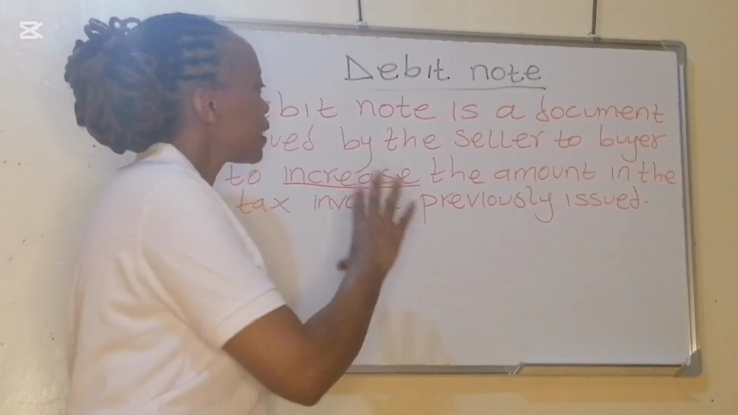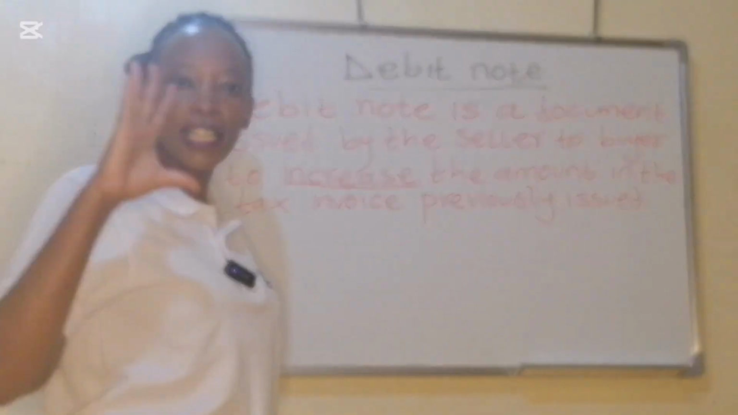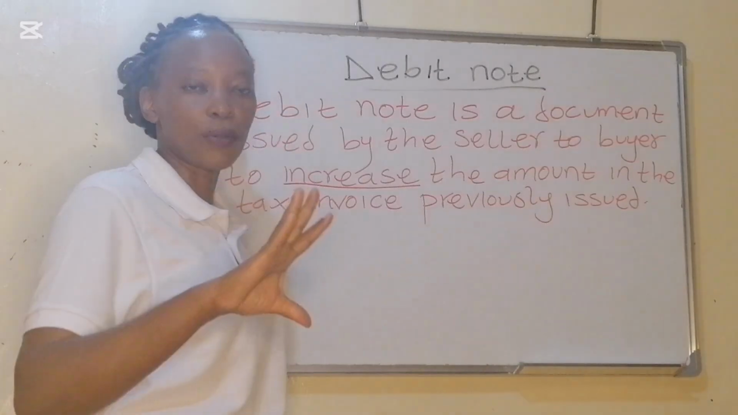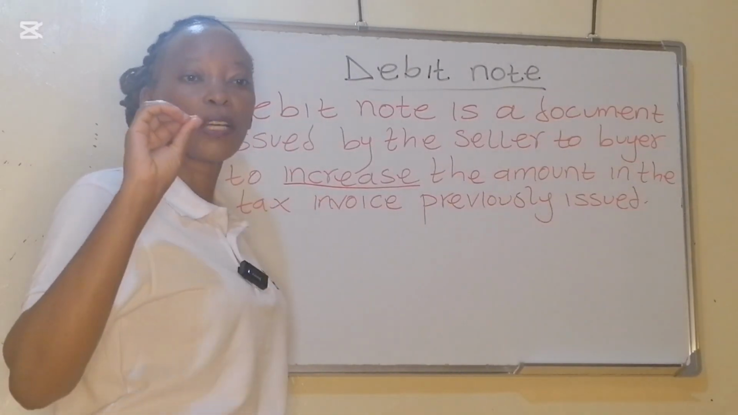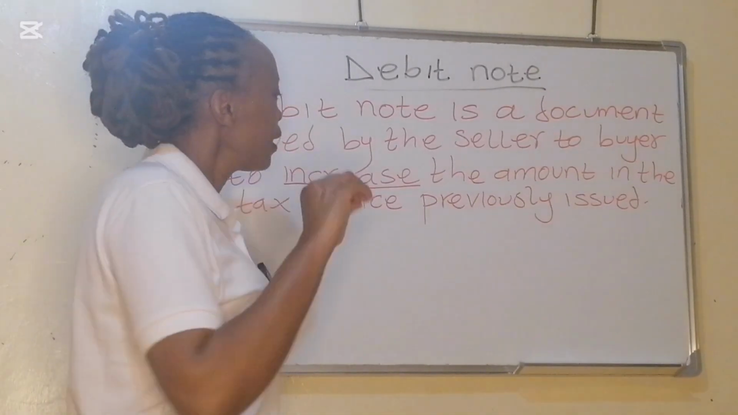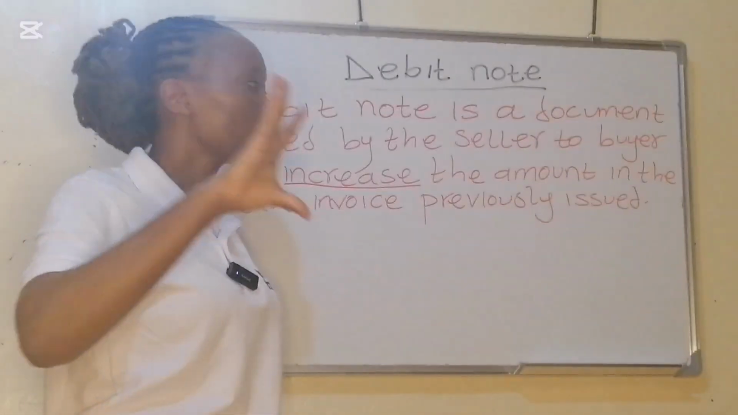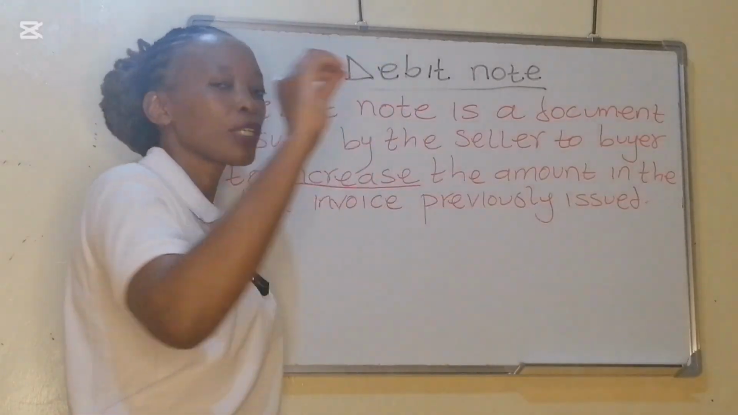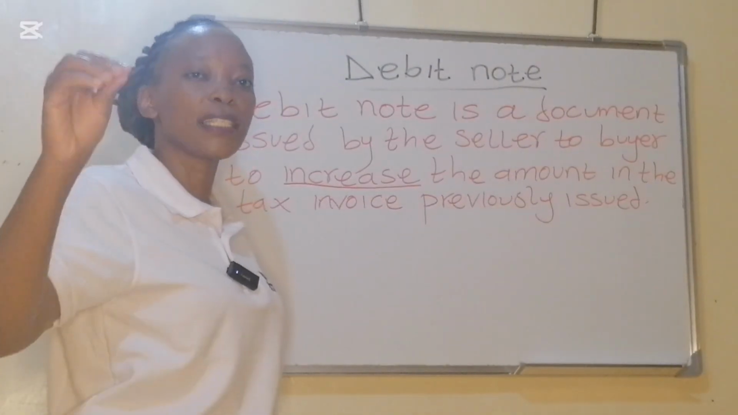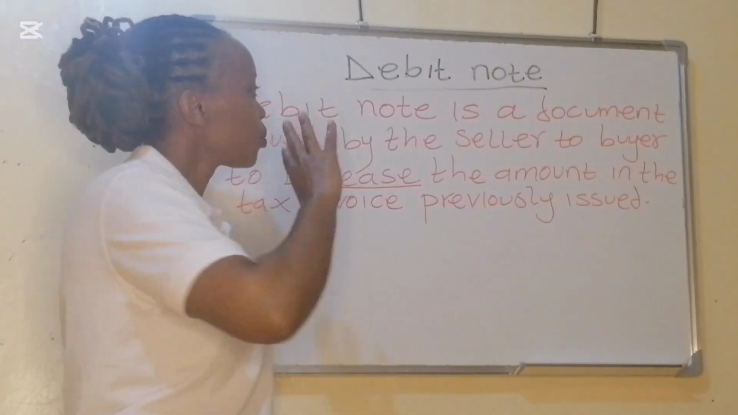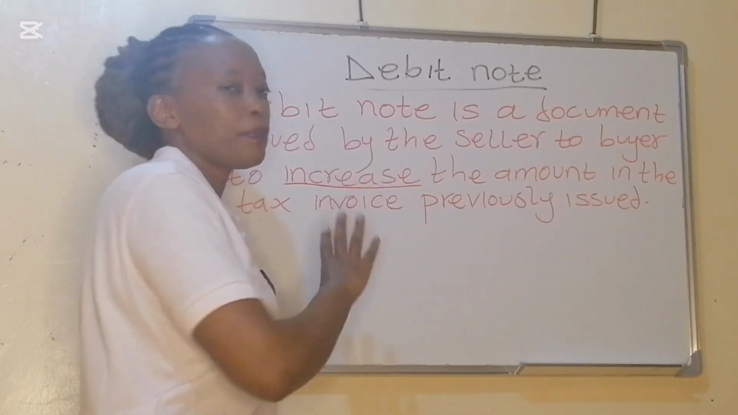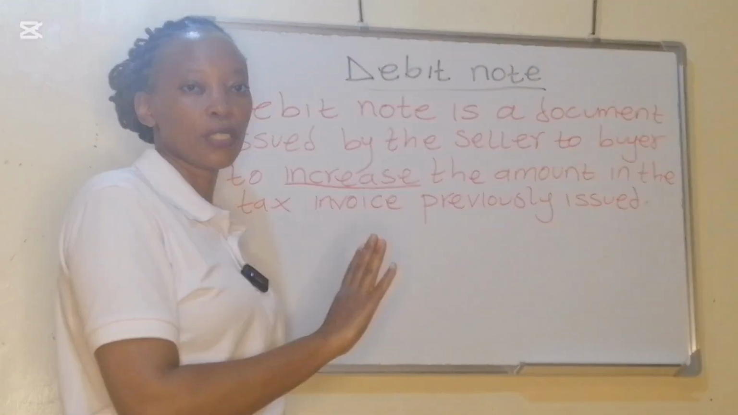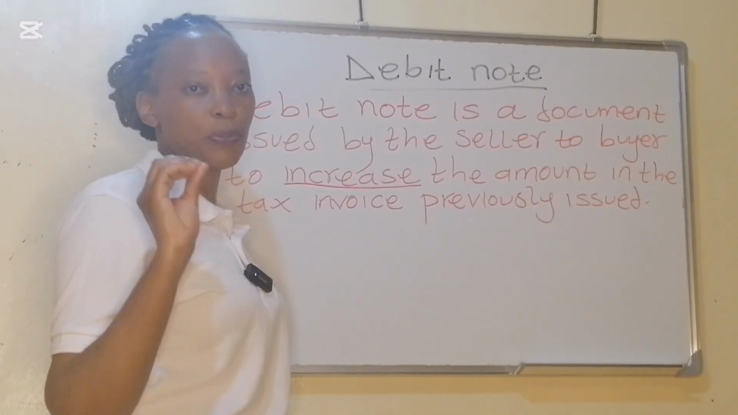Okay? Here it means you have undercharged the customer. You have undercharged them. You want them to pay you more now than what was in the invoice. So, in this case, as a seller, if you want to increase the amount in the tax invoice you issued previously, you don't write another invoice. You are going to prepare a debit note and do that adjustment using the debit note. Okay, I hope you are with me up to that point.